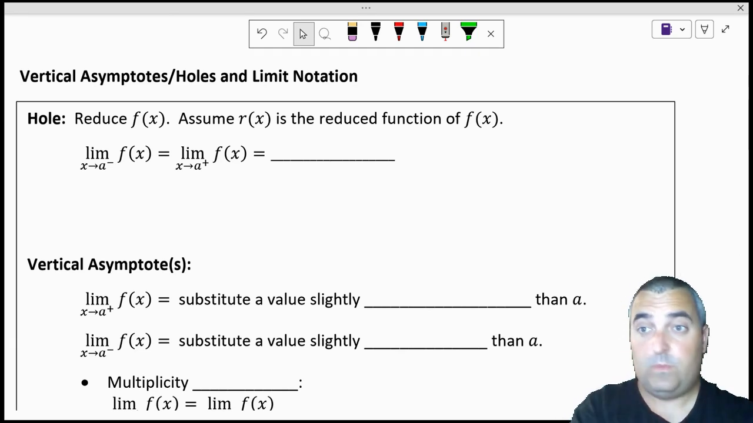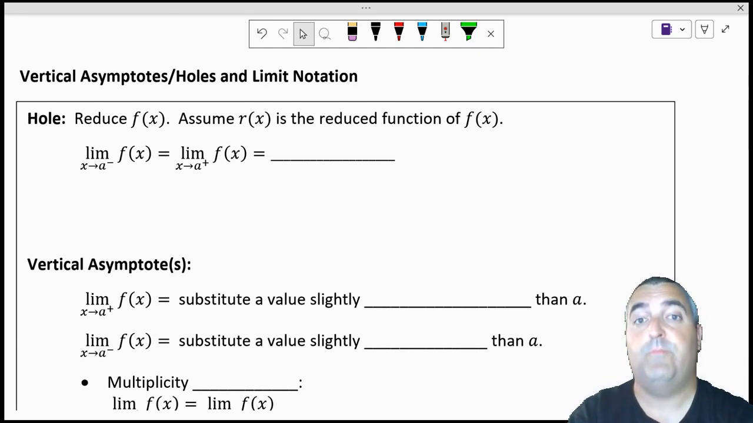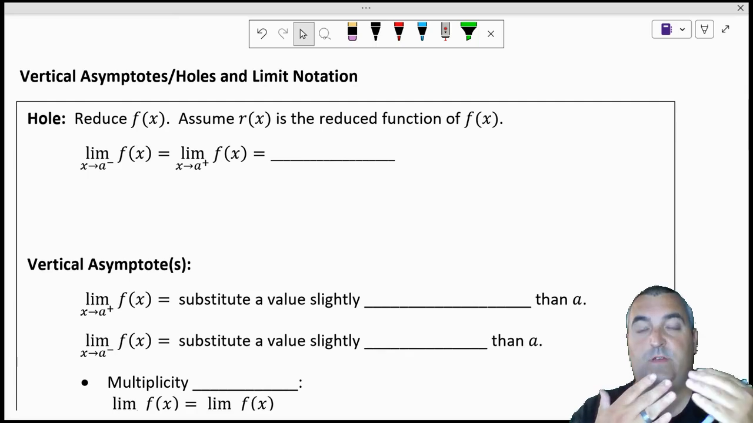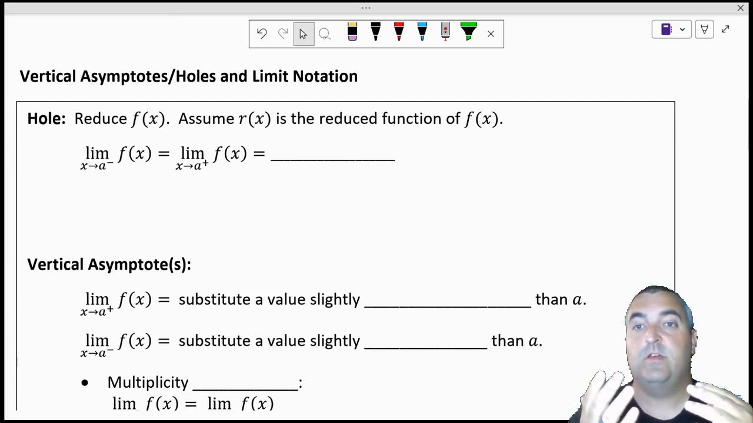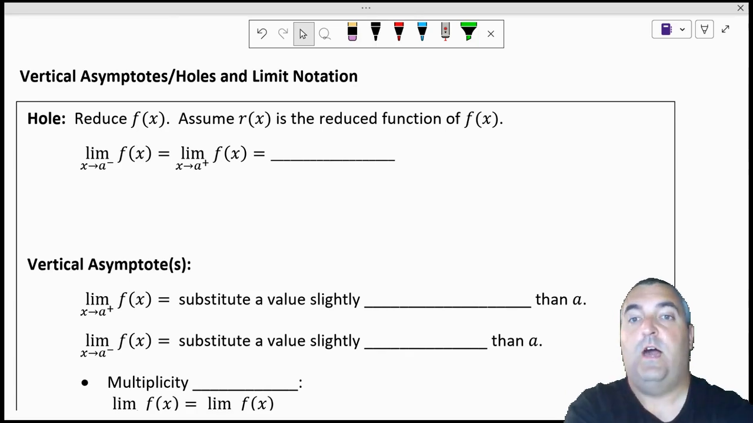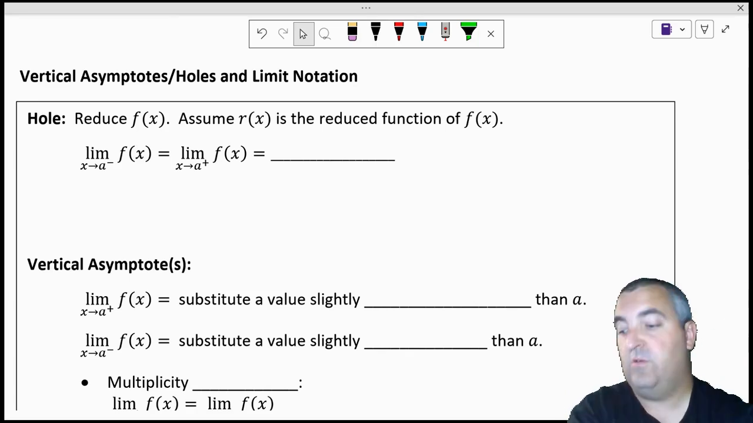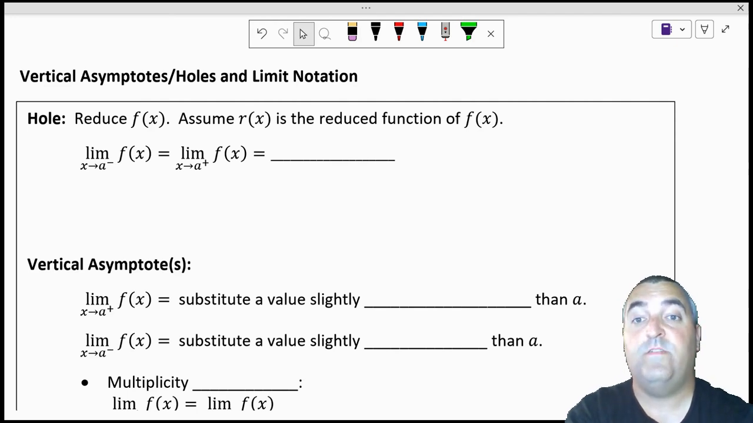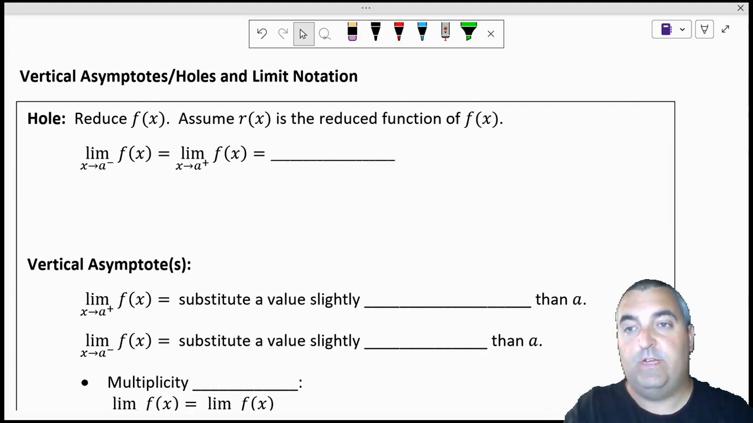So if we have a hole, remember that is when we have a factor in the numerator and denominator that is the same, right? And so when we can reduce it, we do that. And so if we reduce f of x, we're going to assume r of x is the reduced function. Okay, so they're representing the same function. f of x would have the hole, r of x no longer has the hole.